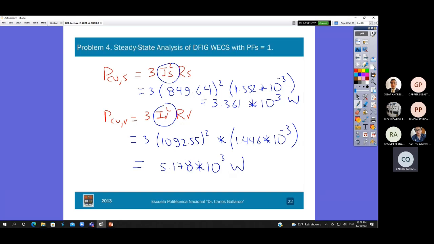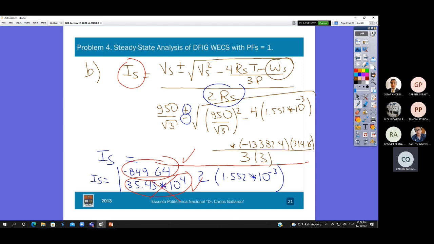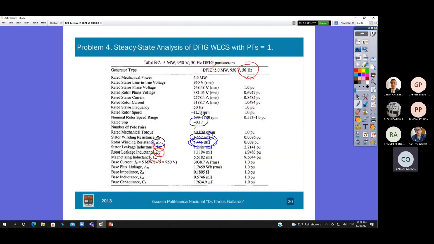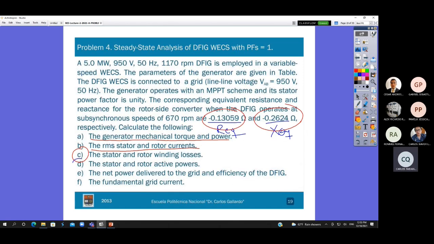So what is the final question? The previous question is over, so let's continue with question E: the net power delivered to the grid and the efficiency of the doubly fed induction generator.